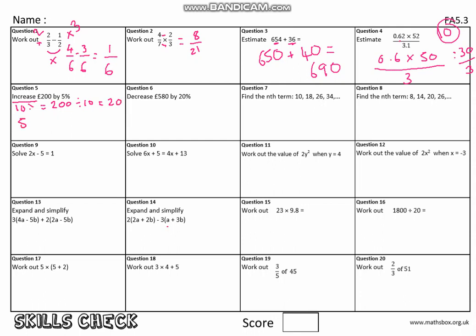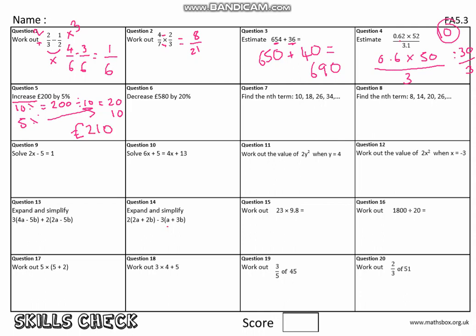Now 5% is just half of 10%, so we just need to half 20. So we would get 10, wouldn't we? Okay, so now we know that 5% is equivalent to £10. All we've got to do is increase it, so we've got to add it, okay? So we've got to do 200 plus the 10. So the final answer would be £210.